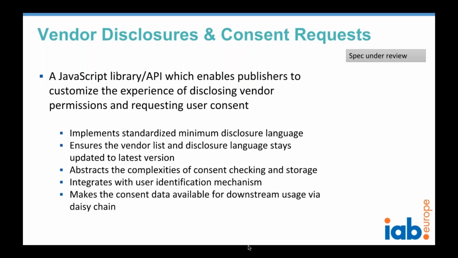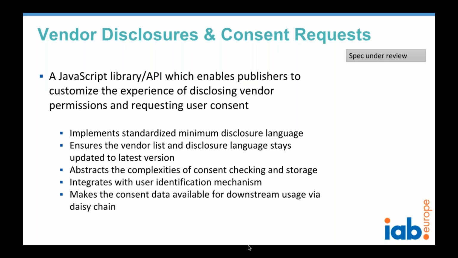There is a user identification mechanism built into this API. This is a little loose. We could probably have this a little better, and there's a proposal that the commit group is currently reviewing to make this a little more defined. And it makes the data available to downstream users via the daisy chain, or that bit string that we are creating, that we can send down. I'm getting to this also in a couple of slides. So if we can go to the next slide, please.